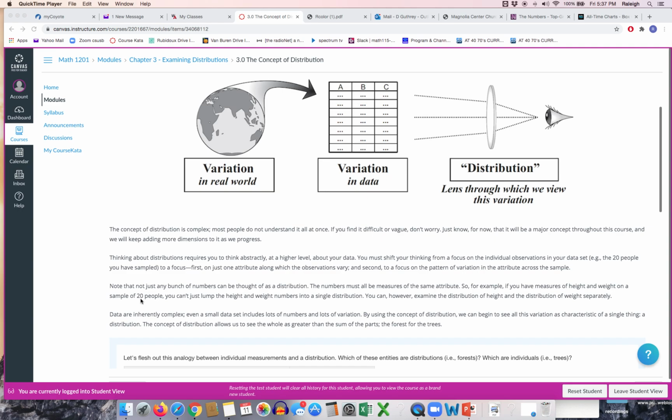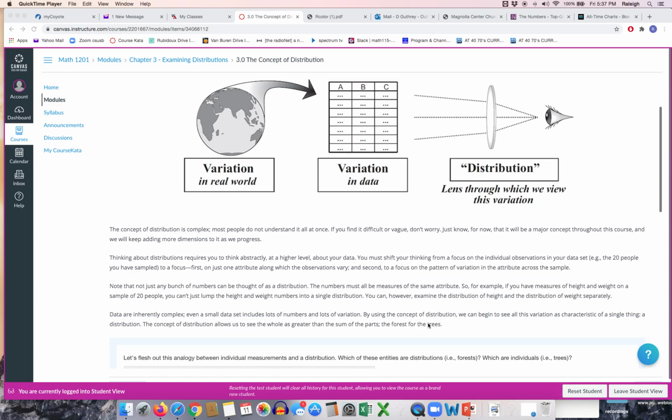A sample of 20 people, for example, you can't just use as the numbers for everybody in the country or state. 20 isn't enough for that. But you could examine the distribution of the height and the distribution of the weight. You wouldn't combine height and weight together. That wouldn't make any sense. If you add them up, that would be kind of pointless. There is a body mass index, but that's not really the same thing. So you would want to keep them separated.